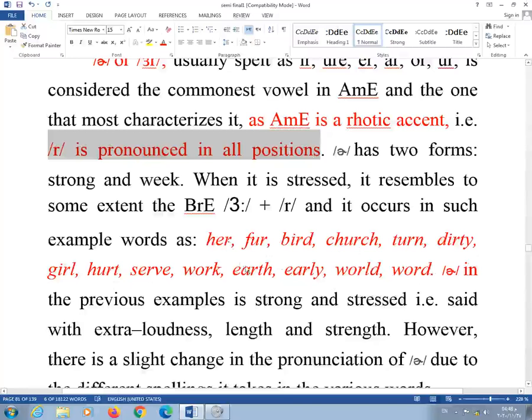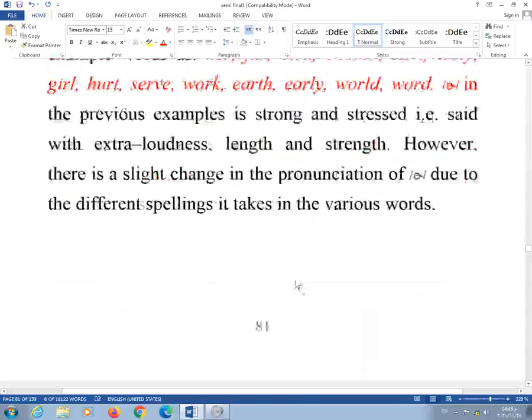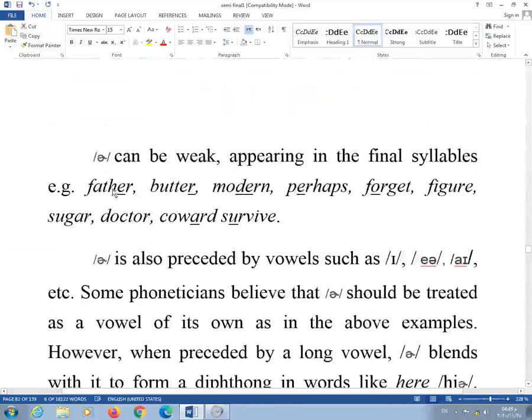Okay, طبعا الصوت ده بنتكلم عنه انه هو it has two pronunciations. One of them is strong, one plus R, and the second is to find it at the end of words such as ER, as in father, butter, American, mother, okay, perhaps, forget, figure, sugar, doctor, coward, survive. So here we find that ER comes in all syllables which are unstressed.